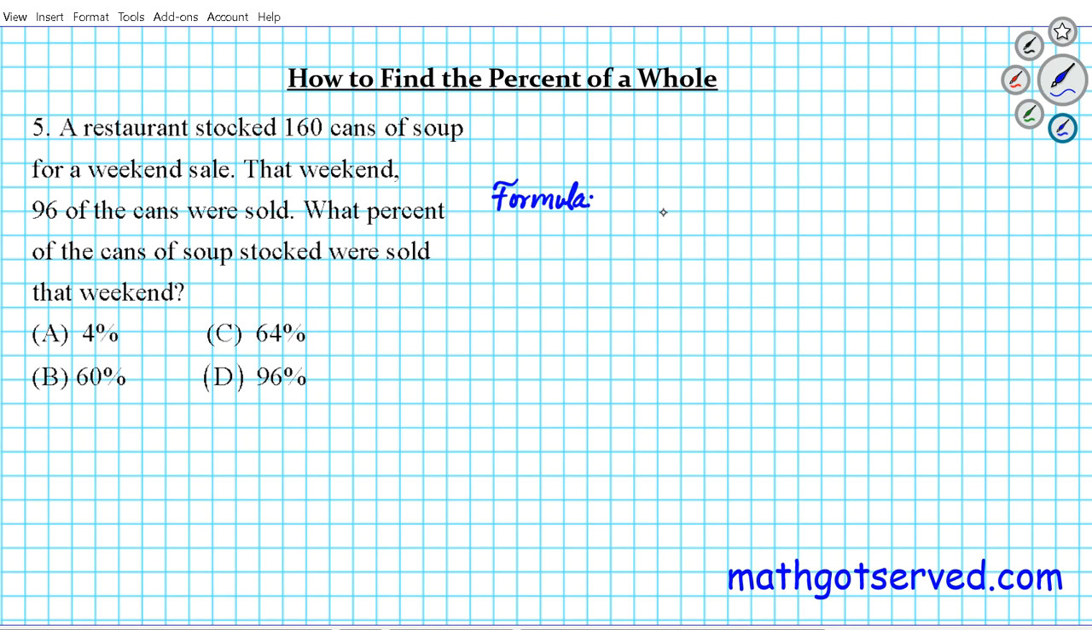All right. So the formula for finding the percent of a whole. Let's write down the title of the formula: percent of a whole.